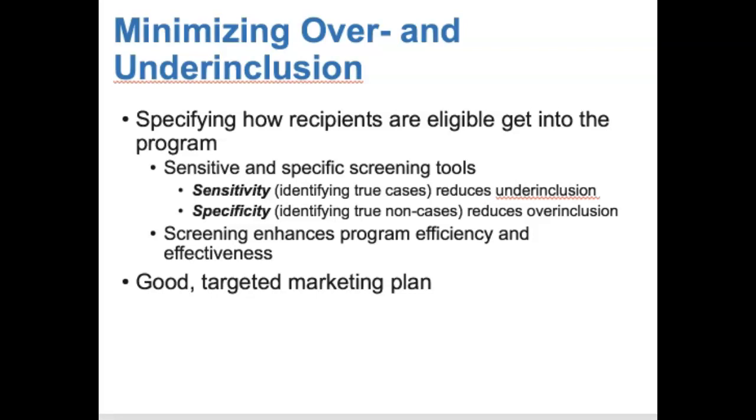Test specificity refers to the probability that the test is negative when there is no illness, aka its ability to identify true negatives. Using a specific and sensitive screening tool helps to improve program effectiveness and efficiency. A good targeted marketing plan is also a way to minimize over and under inclusion and make sure you recruit the right participants for the program.